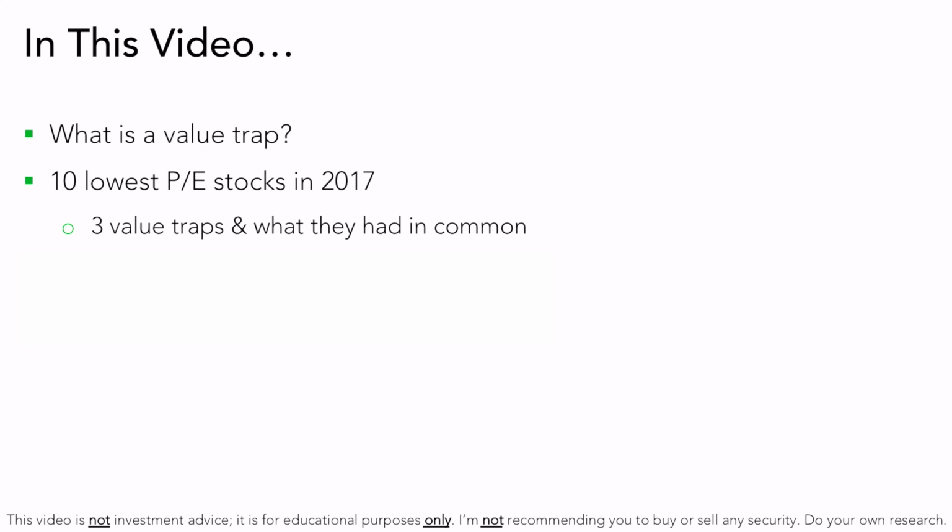In this video, we're going to talk about, first of all, what is a value trap? And then to illustrate a couple of examples of actual value traps, I'm going to pull up an article from 2017 that shows the 10 lowest price to earnings ratio stocks in the S&P 500. Of those 10, there were 3 value traps. And we're going to look at the financial statements of those 3 stocks to see which ones were value traps and a couple things they had in common.